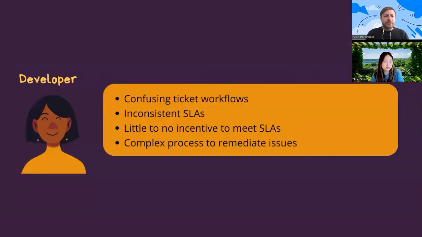Next, let's see what this looks like to a developer. As the company grew very quickly, we may have introduced new specialized security teams. Those teams may have introduced their own ticket types, which leads to confusing ticket workflows for the developer. Inconsistent SLAs, they may have two critical tickets. One may be due in a week where the other has plenty more time. And even in the event where they are doing their best to remediate the vulnerability, the complex process to get through the ticket may discourage people and not let them put in the effort they may otherwise have.